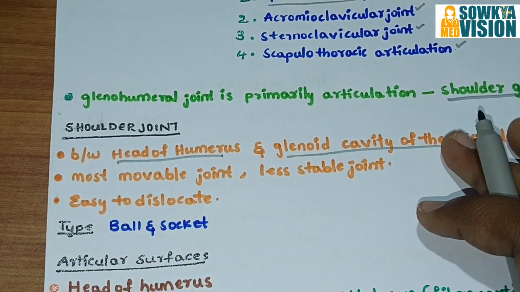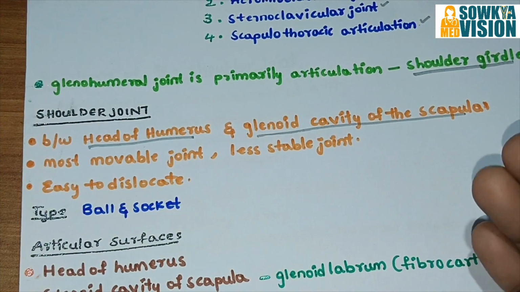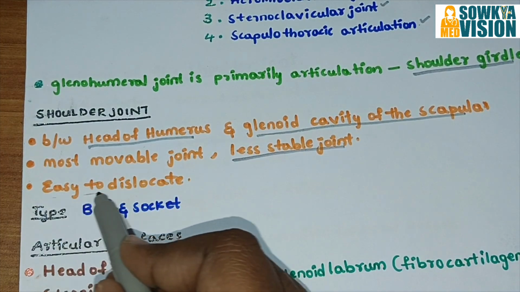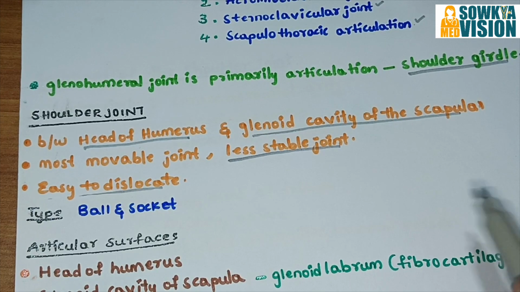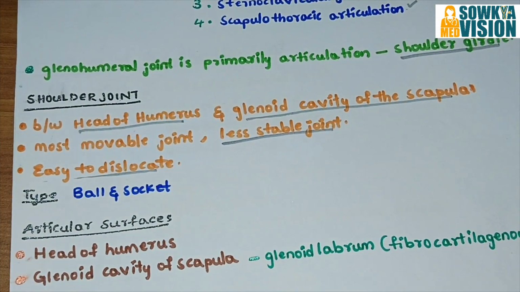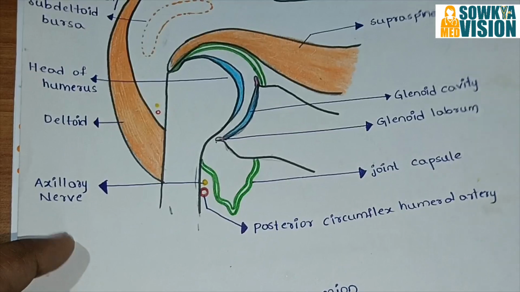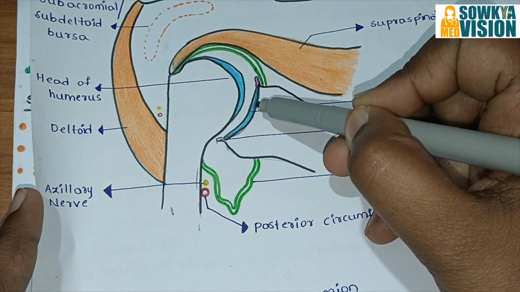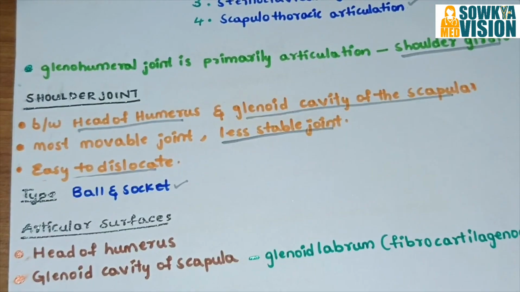And now, it is very unstable, a less stable joint. It is easy to dislocate. It is very prone to dislocation. Now what is the type of joint? It is a ball and socket type of joint. See, here the head of the humerus and the glenoid cavity form a ball and socket type of synovial joint.